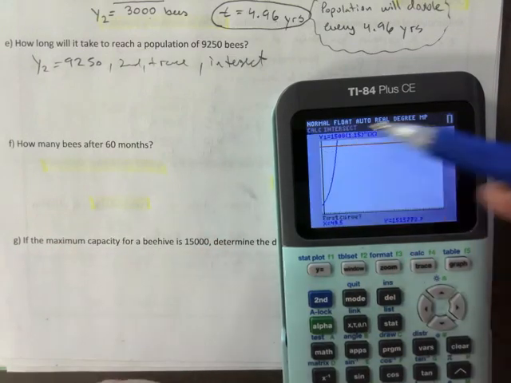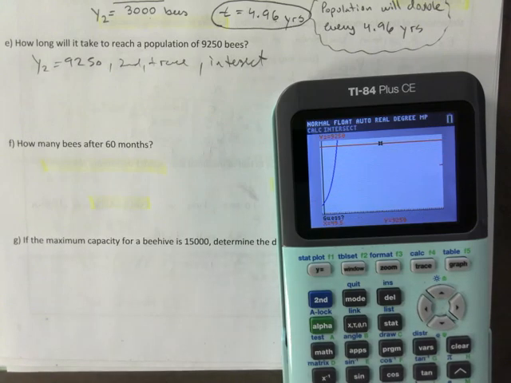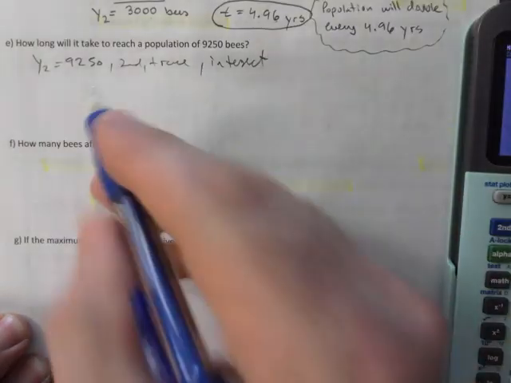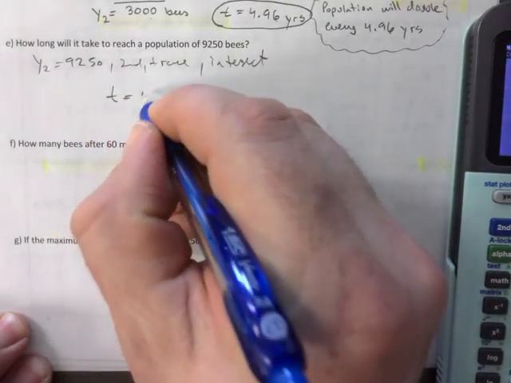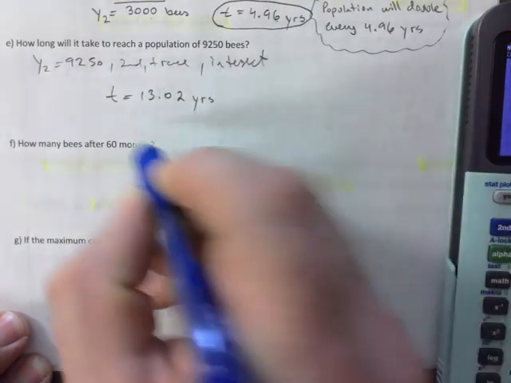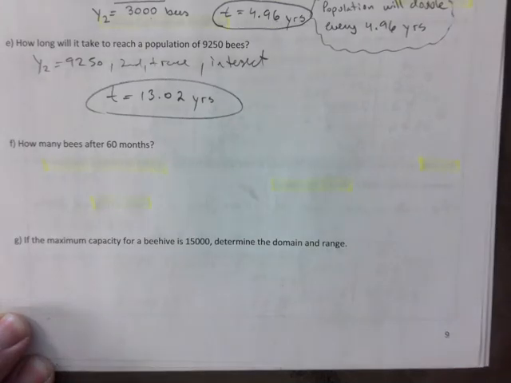Second trace 5. Just hit enter 3 times, because you only have 2 curves, they only cross each other once. So there it is, 13.02 years. That's how long it will take the population to get to 9,250.